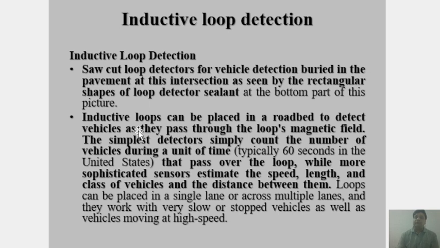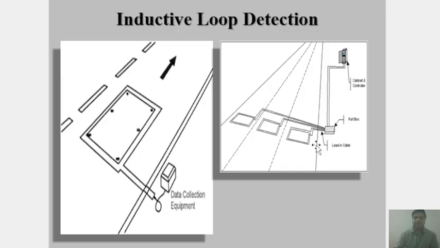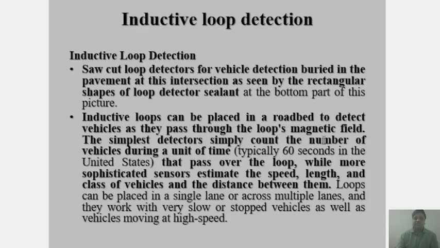So this inductive loop is placed in the roadbed to detect the vehicles as they pass through the loop's magnetic field. So this is a magnetic field over which the vehicles are passing by and it is capturing the information. Basically, the simplest detectors can simply count the number of vehicles during a unit of day that passes over the loop, while more sophisticated sensors estimate the speed, length, and classes of vehicles which are passing over them.